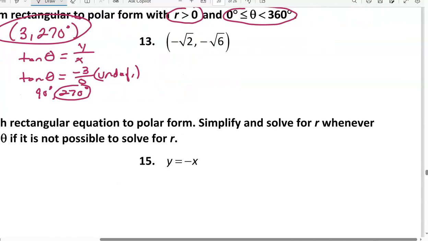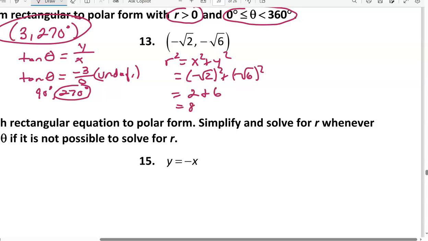For 13, r squared is equal to x squared plus y squared, which is negative root 2 squared plus negative root 6 squared, or 2 plus 6, which is 8. So if r squared is equal to 8, then that means that r is 2 times the square root of 2.